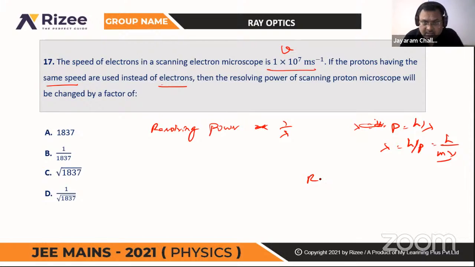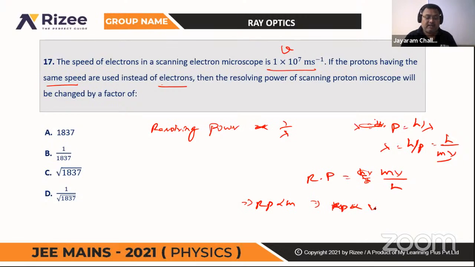That means your resolving power RP is also mv by h. So this is going to be the mv by h condition. From this one, you can say that resolving power is directly proportional to the mass and also directly proportional to the velocity. These are your conditions. As the resolving power is directly proportional to the mass, the mass ratio is how much? 1837, or you can write 1834, to remember it easily.